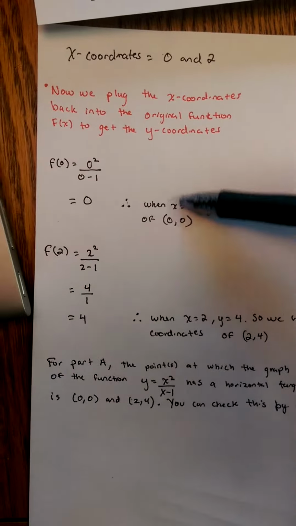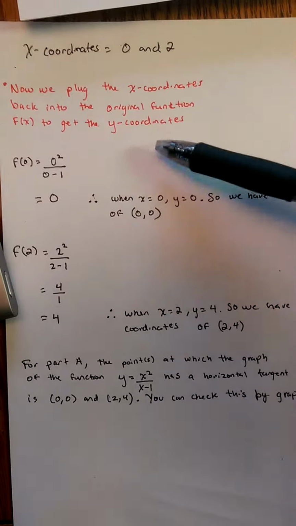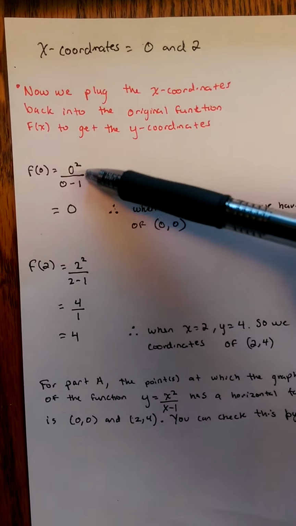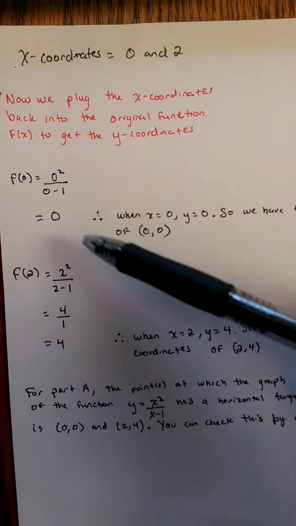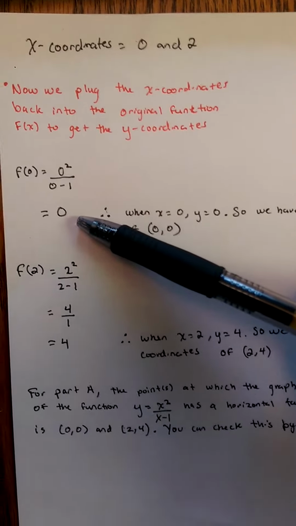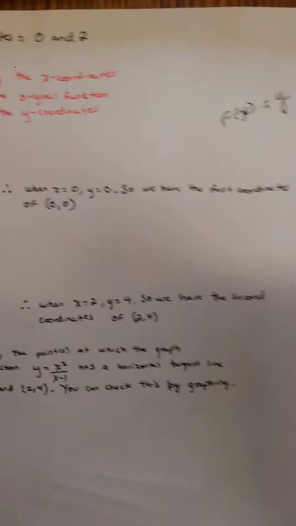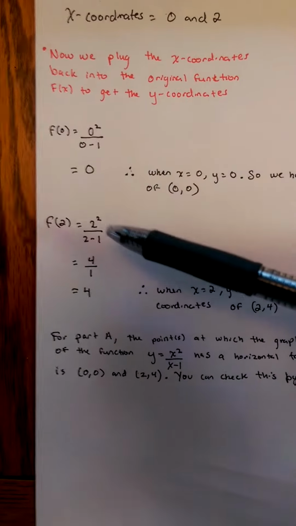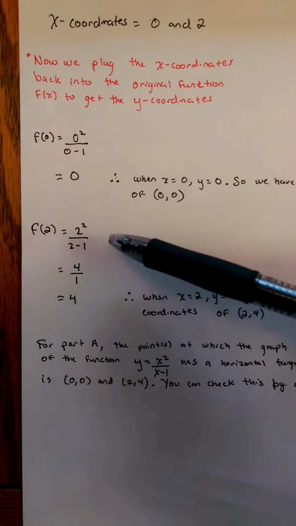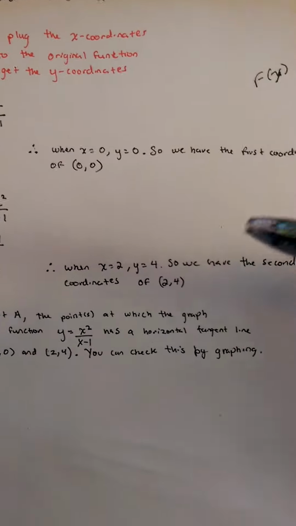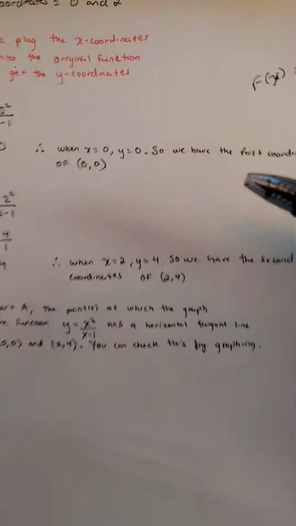So we go back to the function that you originally had, and we plug in our value of x equals 0, and we get our y value of 0. So therefore, when x is 0, y is 0. So we do it again for our value of x equals 2. So we plug it in and we get 4. So therefore, when x equals 2, y equals 4.